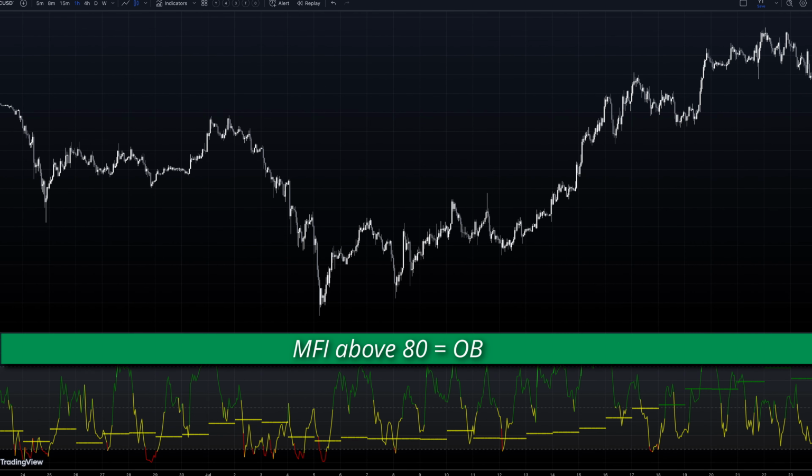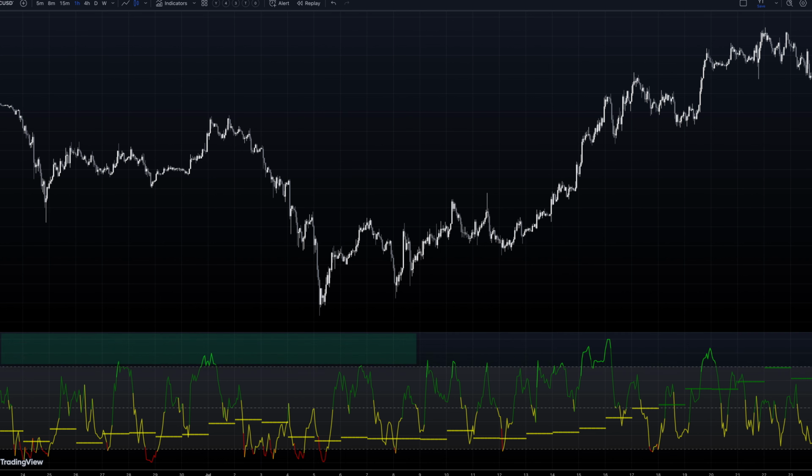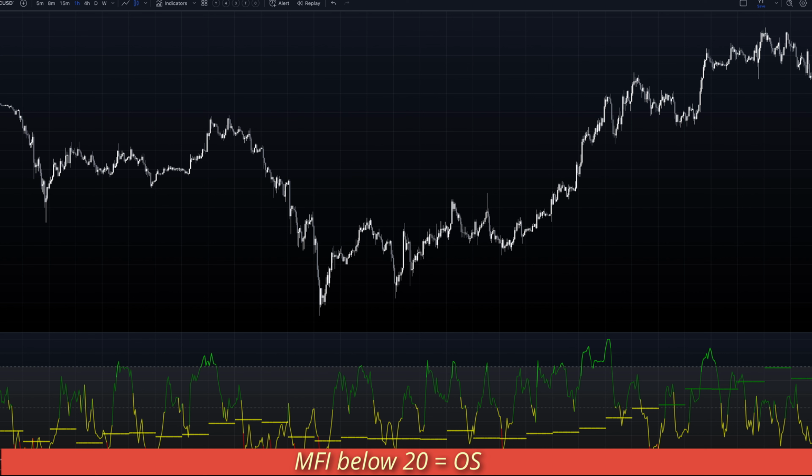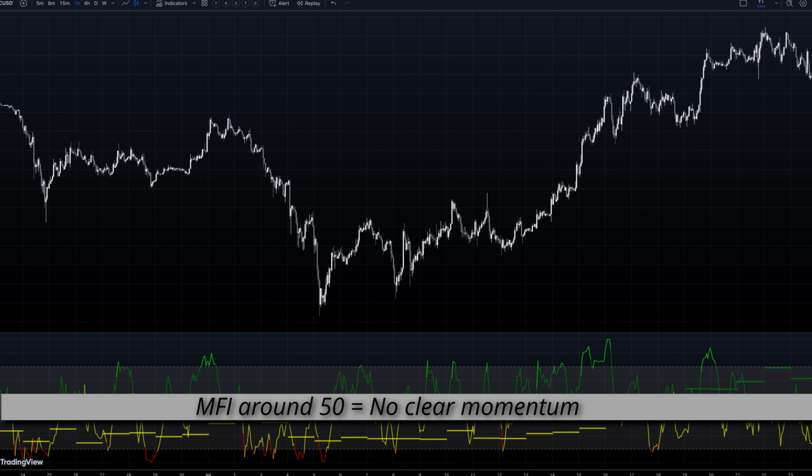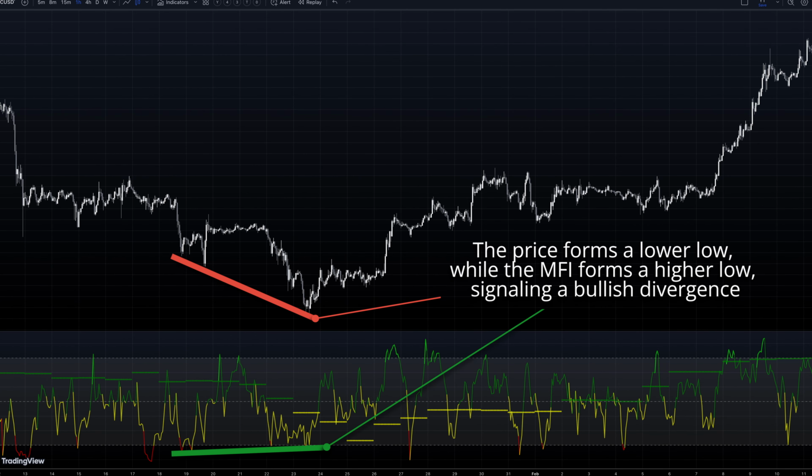When the MFI is above 80, it suggests the market is overbought, meaning a price drop might be coming. When it's below 20, it suggests the market is oversold, meaning the price could go up. If the MFI is around 50, it means there's no clear momentum. Traders use the MFI to spot when the market might reverse by looking for divergences, when the price moves in one direction, but the MFI doesn't follow.